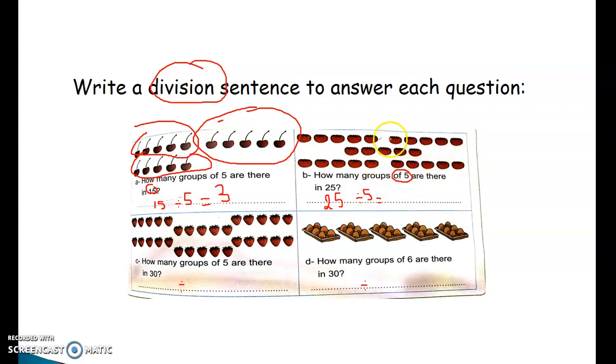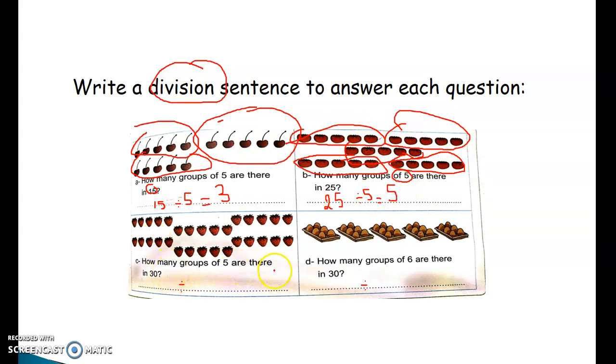1, 2, 3, 4, 5. This is the first group. 1, 2, 3, 4, 5. The second one. 1, 2, 3, 4, 5. The third one. Every 5 tomatoes together. Okay. How many circles did we make? How many groups? 1, 2, 3, 4, 5. So the answer will be 5.